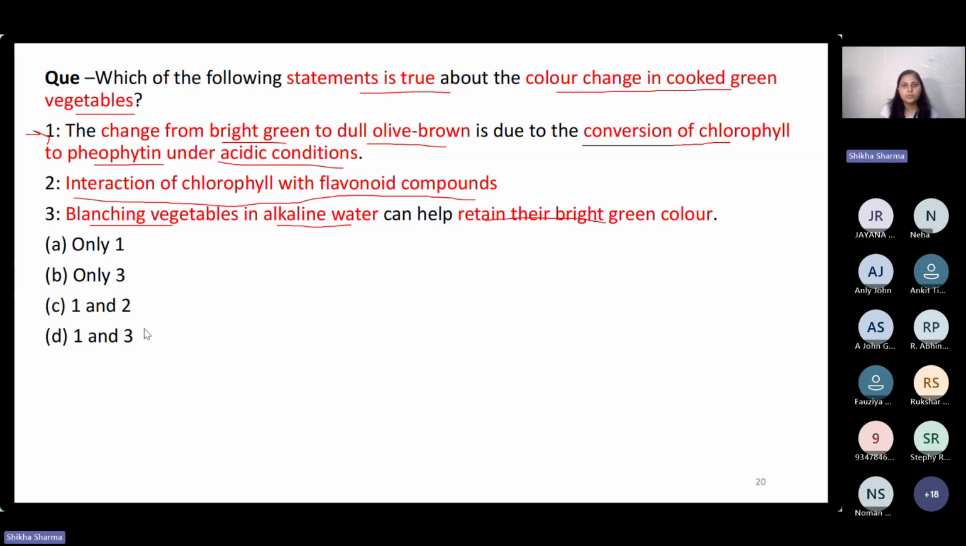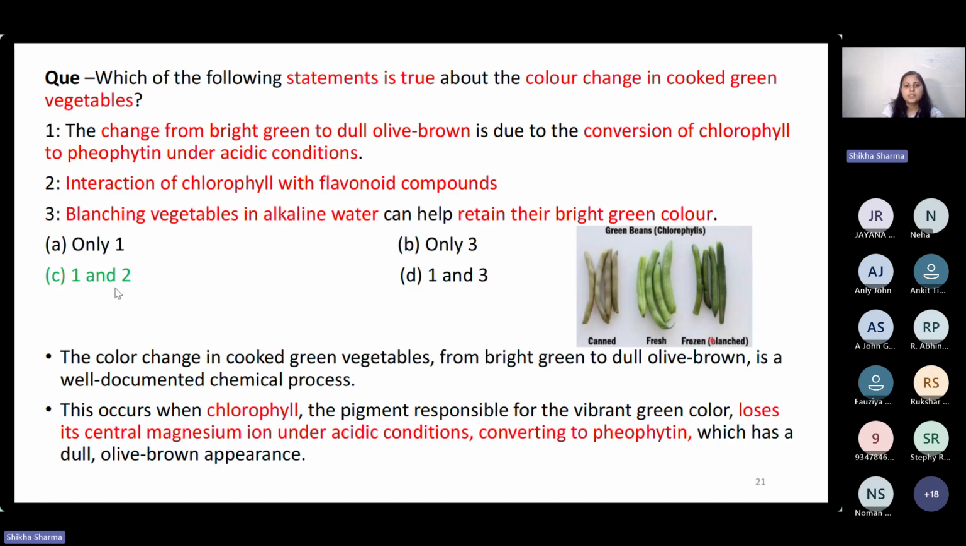C, which is 1 and 2. Everyone, so we got three answers, and Fozia is saying D. The rest are saying C, like Jitendra and Gautam. Neha is saying D. So we are confused between C and D. Let's see. So C is the correct answer here.